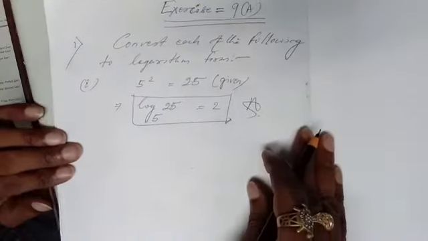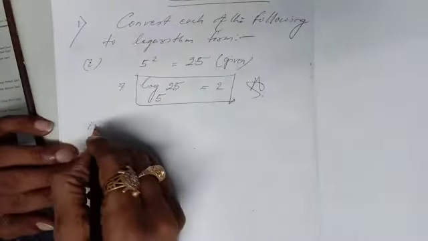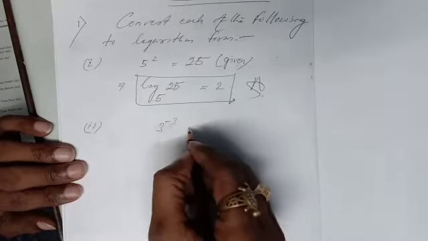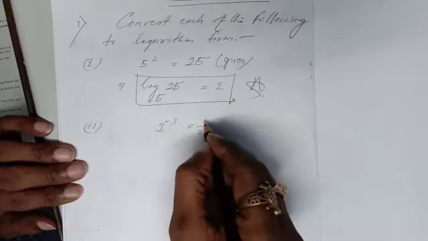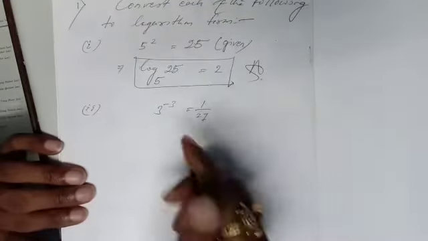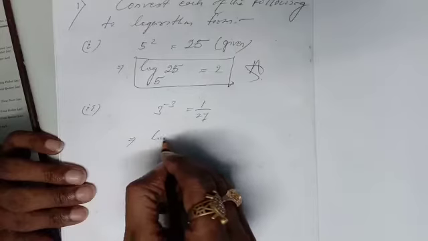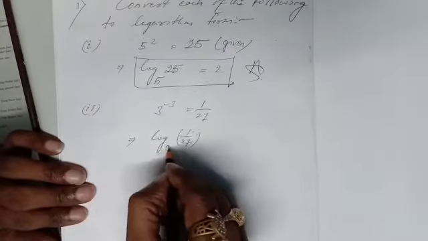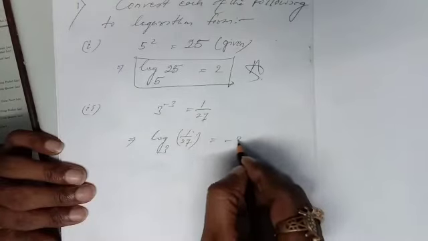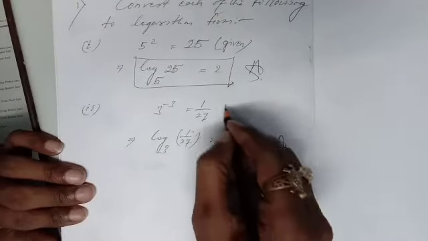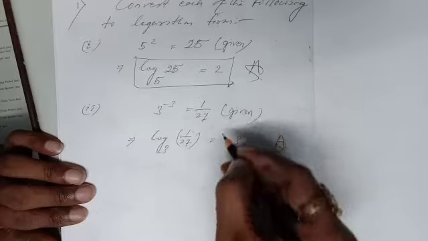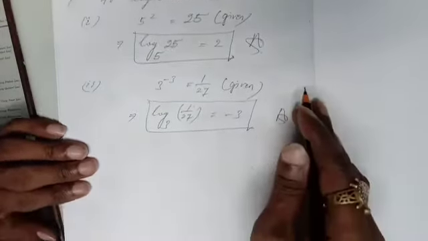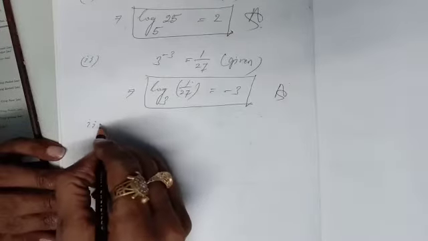Question number 1, second part. Question given like this. 3 to the power minus 3 is equal to 1 by 27. If you write in logarithm form, this should be like this. Log 1 by 27 base 3 equal to minus 3. This is in logarithm form. And this is given exponential form given, you are converting into logarithm form. Next question number 3. Question number 3, it is given like this.